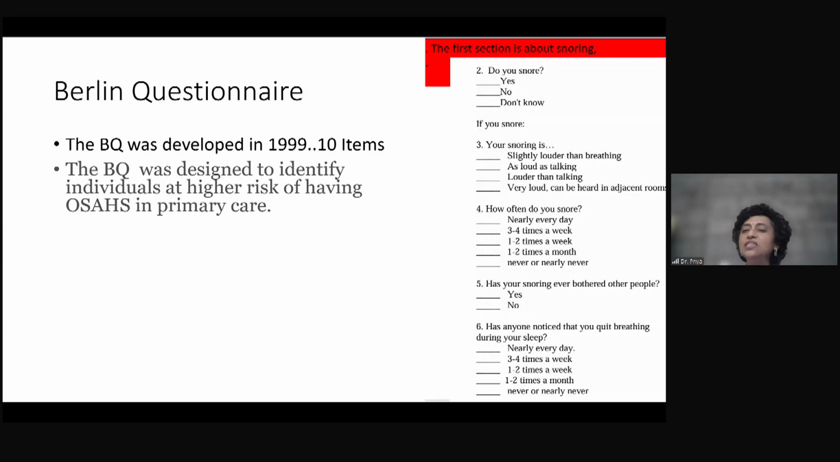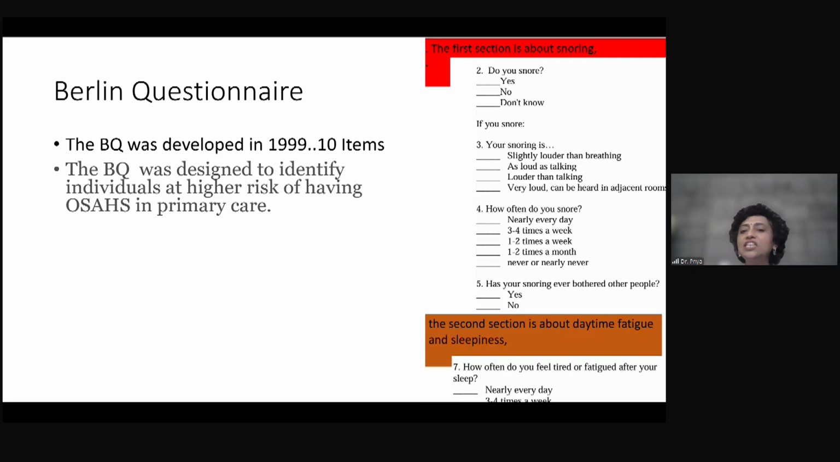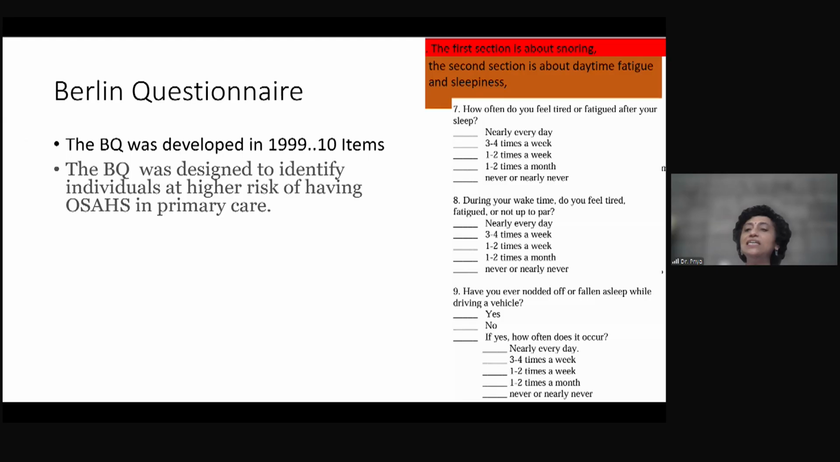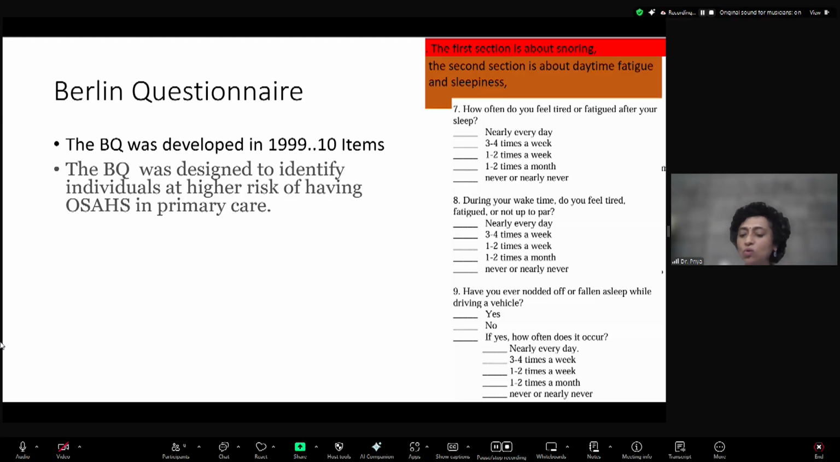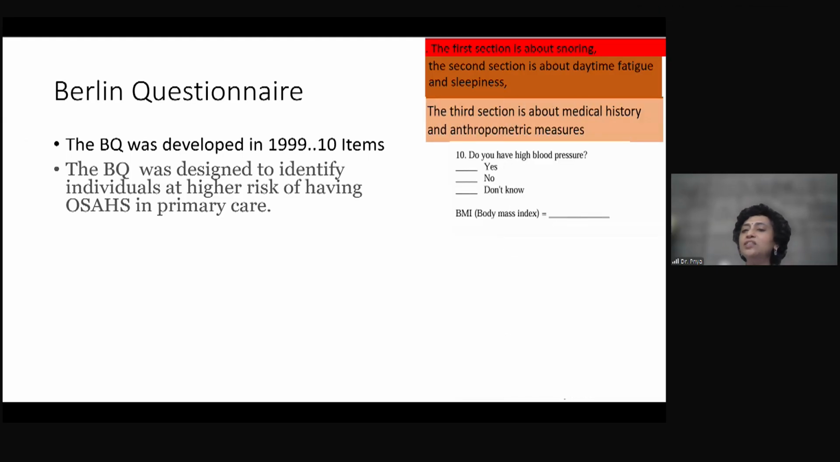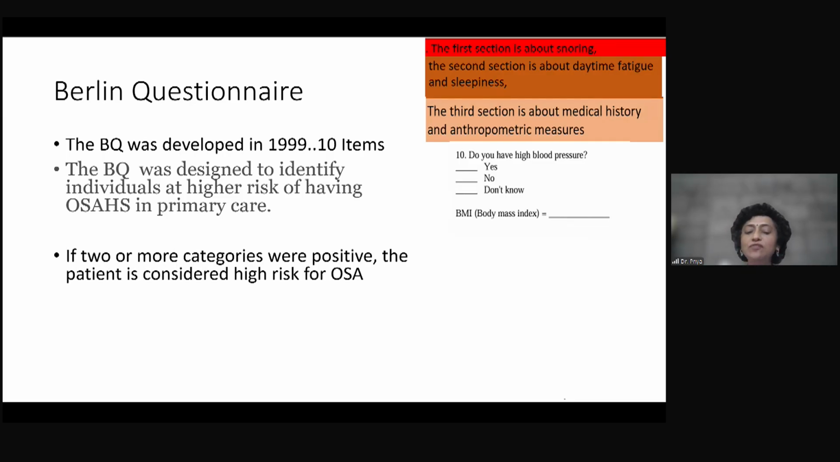The first section is about snoring, with these questions. The second section is about daytime fatigue and sleepiness, with these questions. And the third section is about the medical history. If two or more categories are positive, then the person is considered high risk for OSA.